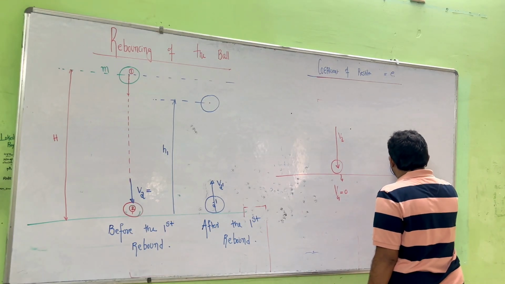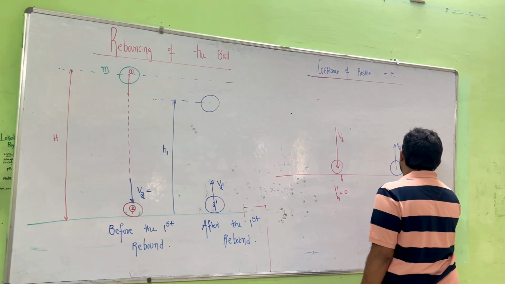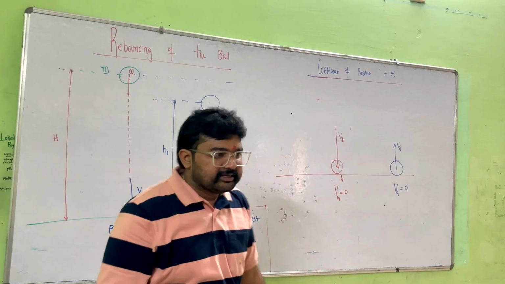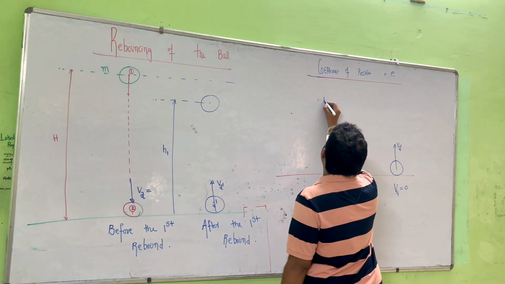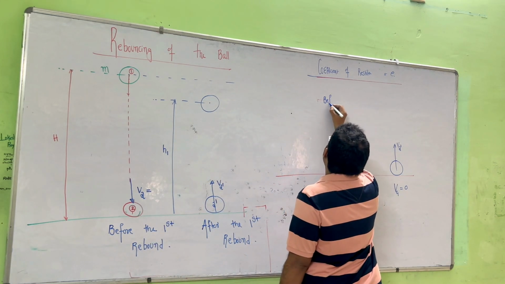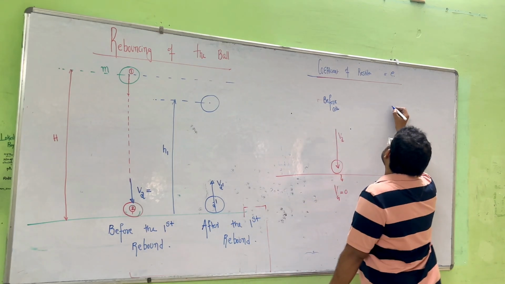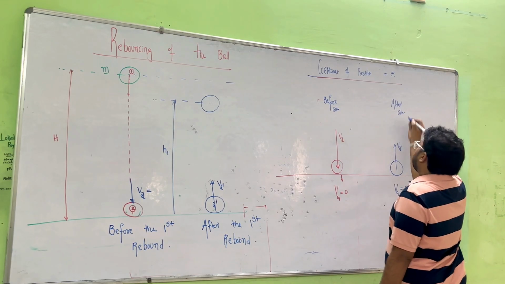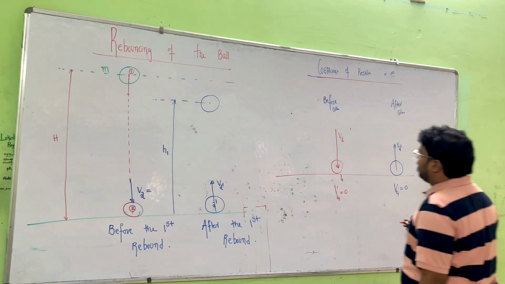After the first rebound, here also the velocity of the ground equals 0. Clear? So here you can write before collision and after collision. Understood? So here, what is the velocity of?